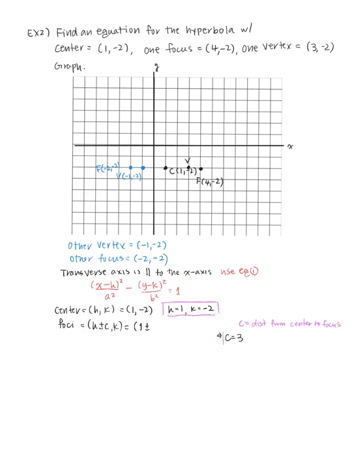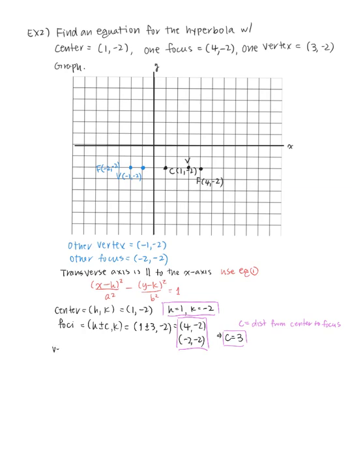All right, let me box that. And then here we're going to come back and write foci is (h plus or minus c, k). So you're going to have 1 plus or minus 3, comma k is negative 2. So we're going to have (4, -2) and what is that? (-2, -2). All right, so box this.